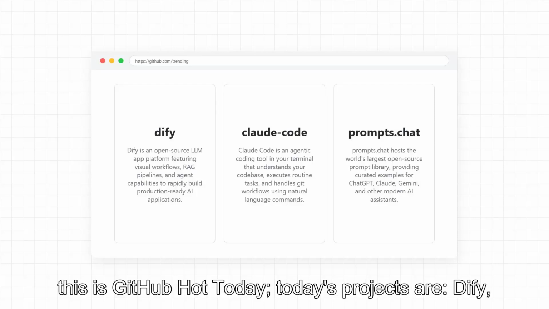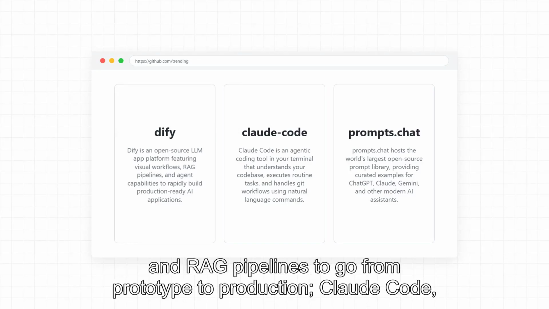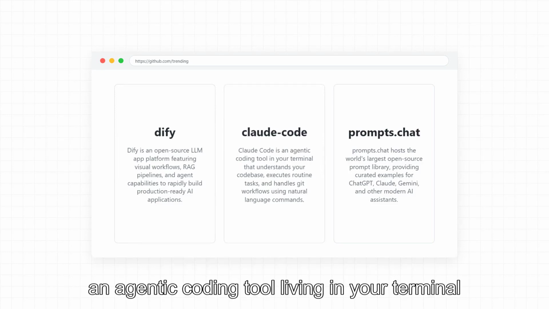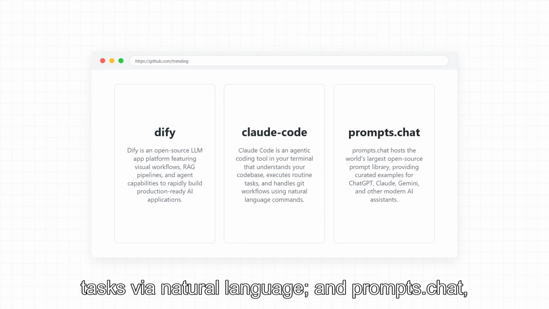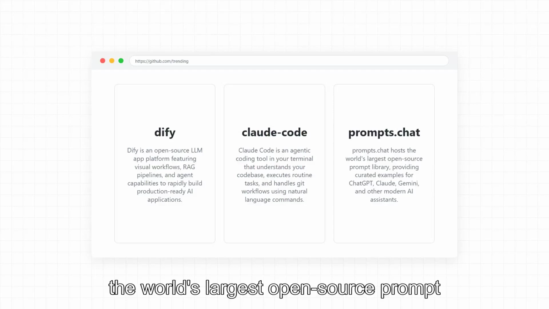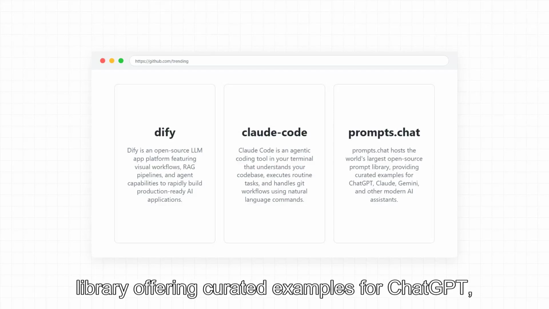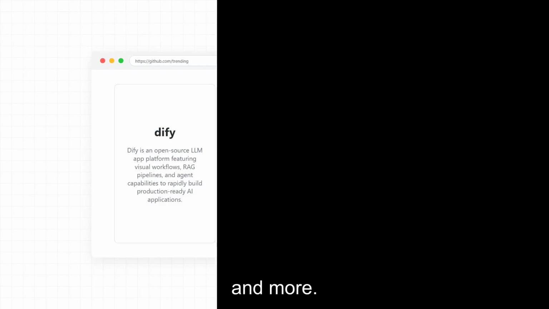Today's projects are Dify, an open source LLM app development platform with visual workflows and RAG pipelines to go from prototype to production. Claude Code, an agentic coding tool living in your terminal that understands your codebase and executes routine tasks via natural language. And Prompts.chat, the world's largest open-source prompt library offering curated examples for ChatGPT, Claude, Gemini, and more.